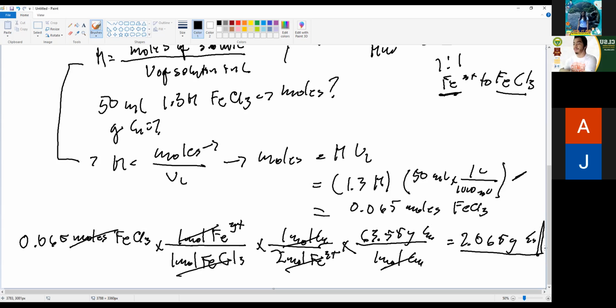Sabi sa number 2, we have Br2. Hindi ko nalagyan ng aqueous para madali. Br2 plus IO3- will yield IO4- plus Br-. Yan. Babalance natin ngayon to. Balance muna natin. So, half reactions. So, Br2 will yield Br-. Tapos, IO3- will yield IO4-.